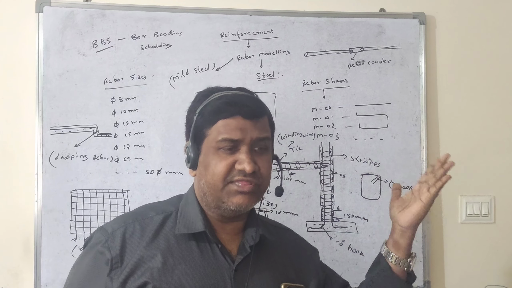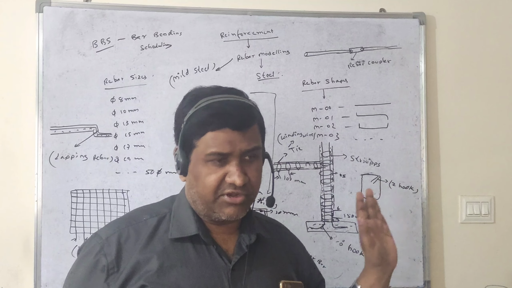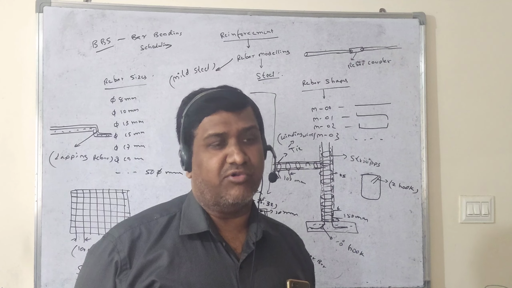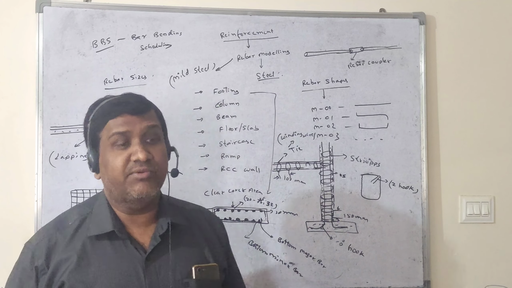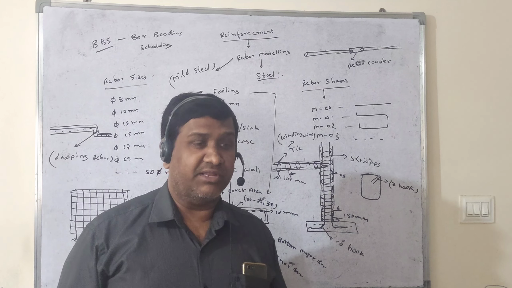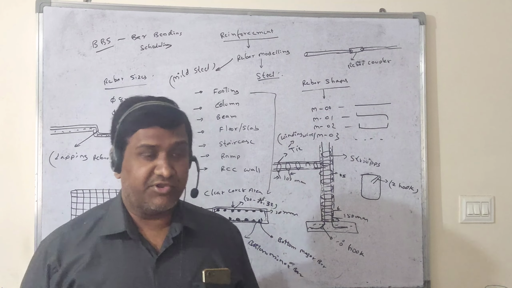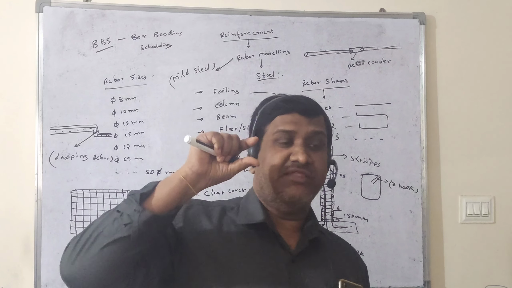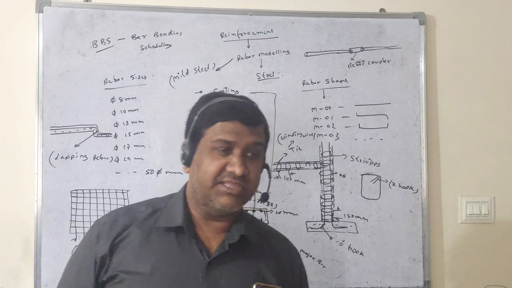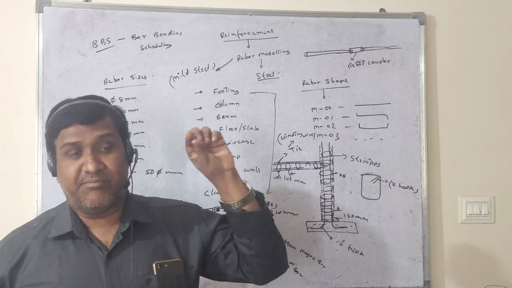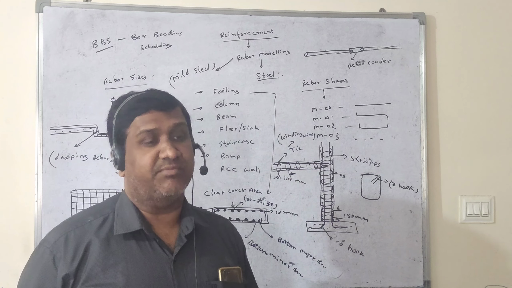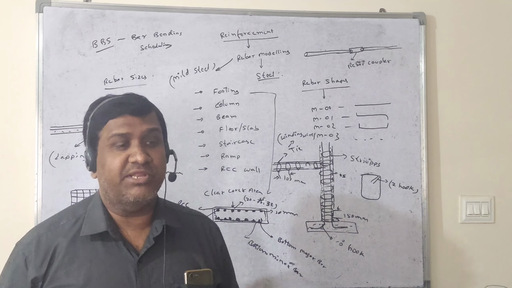Some of the people use this mesh for windows also. Some people use this mesh for some other purposes also, for closing an area. So that mesh we will call a fabric reinforcement. We use this fabric reinforcement wherever the slab thickness, wherever the RCC thickness, is less than 100 mm. Those places we are going to use this fabric reinforcement.